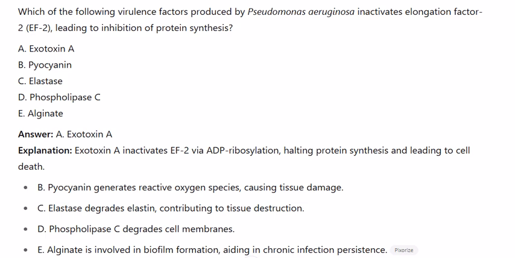B. Pyocyanin generates reactive oxygen species, causing tissue damage. C. Elastase degrades elastin, contributing to tissue destruction. D. Phospholipase C degrades cell membranes. E. Alginate is involved in biofilm formation, aiding in chronic infection persistence.